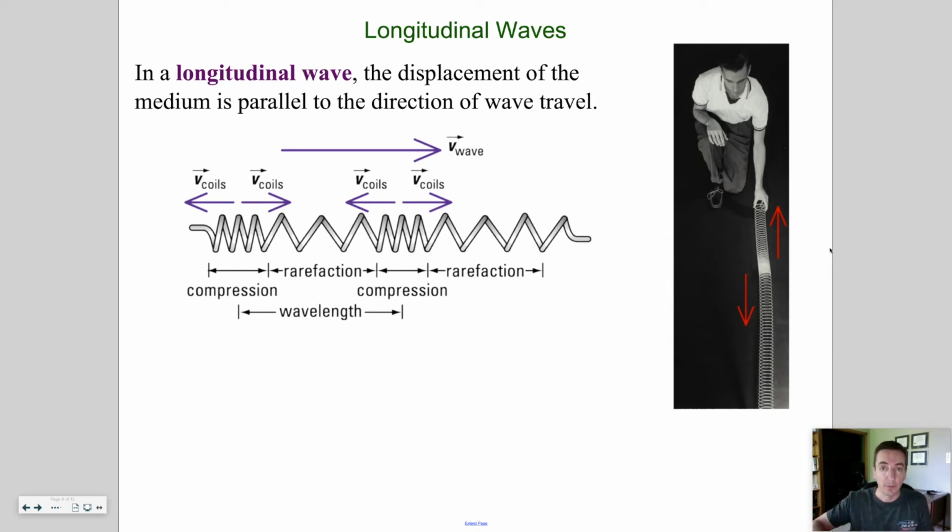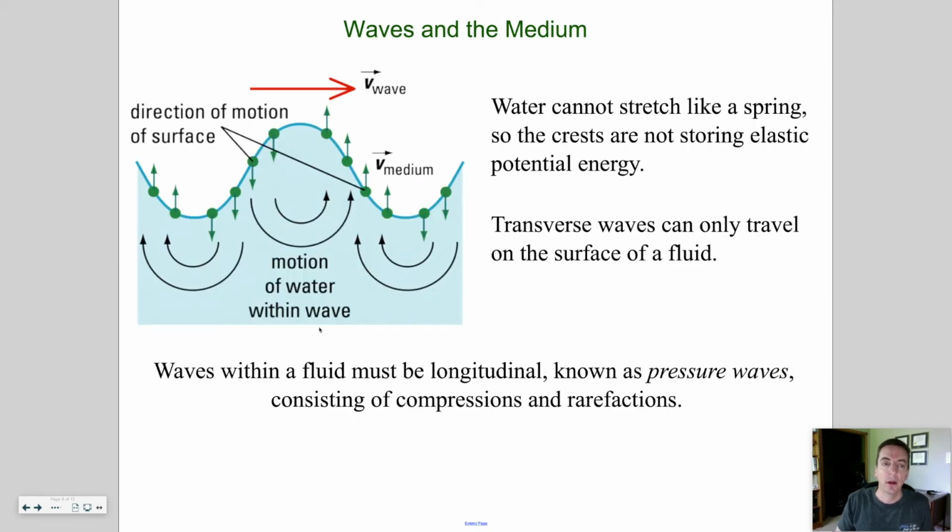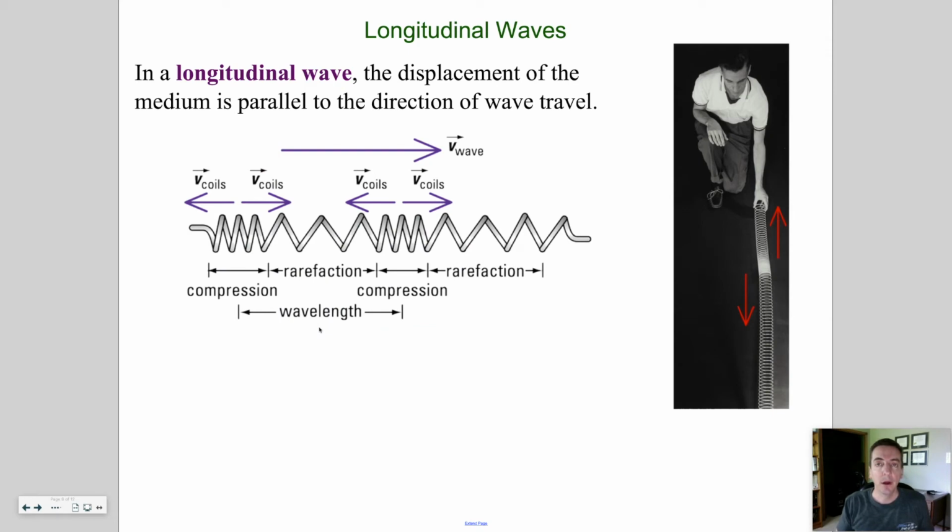Whereas for a transverse wave, it's perpendicular to the motion of the wave. So we have crest and trough. Here we've got compression, rarefaction. The distance between adjacent compressions or distance between adjacent rarefactions, again, that is the wavelength of the wave for a longitudinal wave. Now for a longitudinal wave, the best example that I can think of is a sound wave.